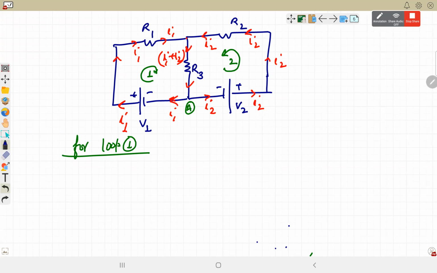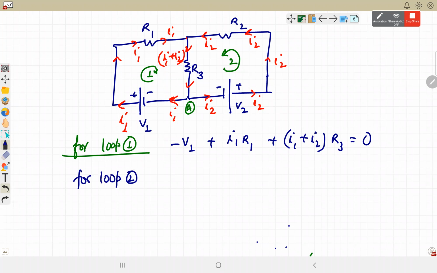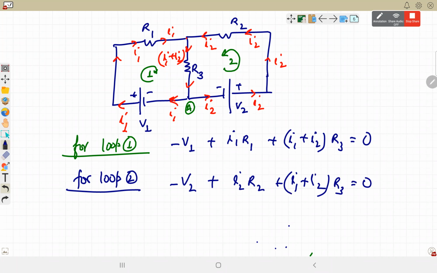Start from A, बैटरी क्रॉस की माइनस से प्लस और will be negative, minus V1. R1 में करंट की डायरेक्शन में, so I1 R1. R3 में भी करंट की डायरेक्शन में, so I1 plus I2 times R3 and that should be equal to 0. This is equation for loop 1. Equation for loop 2. We cross this battery from minus to plus, so it is minus V2. Again in the direction of current, so plus I2 R2. Again in the direction of current, so plus I1 plus I2 times R3 is equal to 0.